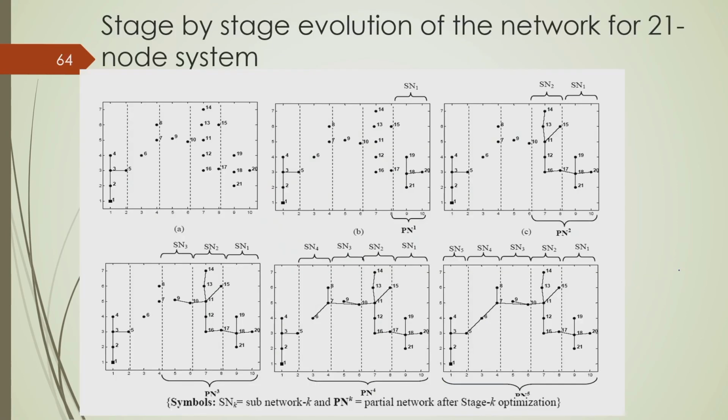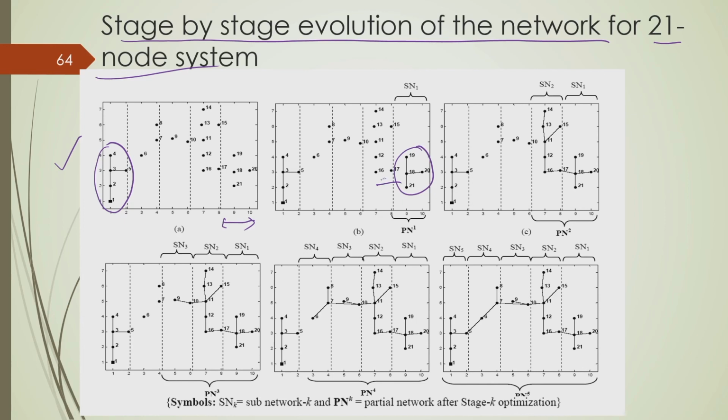And this is an illustrative example of how we get the solution stage by stage for a 21 node system. Here is our 21 node system, and this is the pre-existing network, as you know. This is the stage where we start this problem. After solving it, we get a partial network, which is submitted to the next stage, and then we develop another partial network, represented by S1, SN1, SN2 and so on. SN basically represents a sub network.